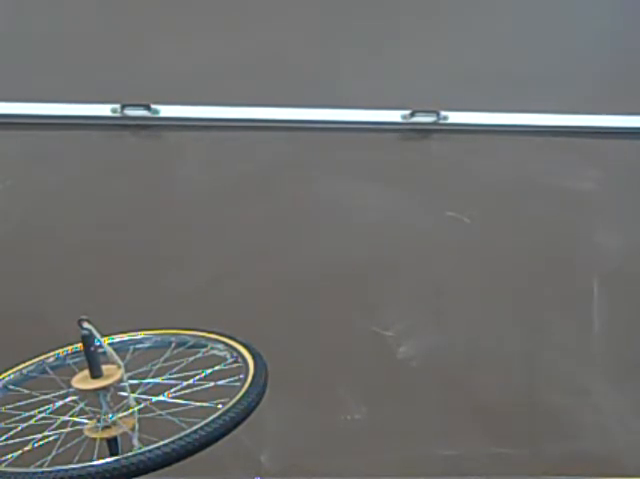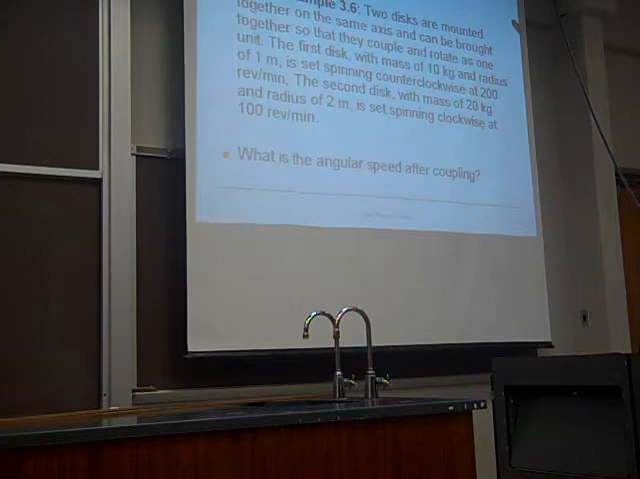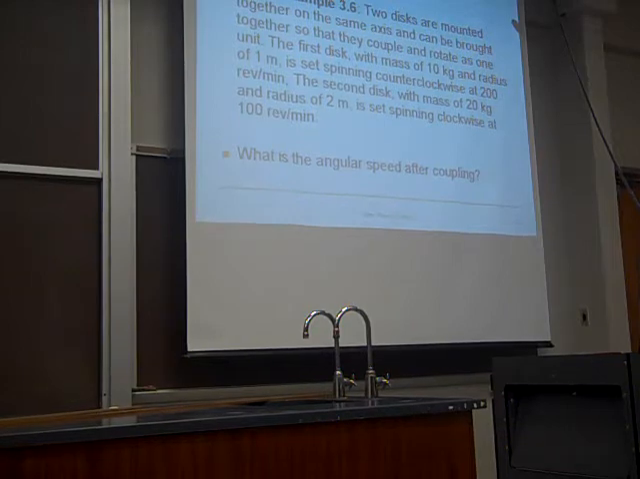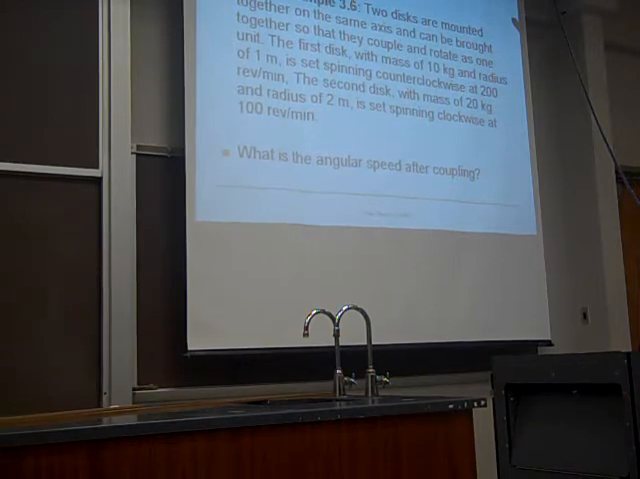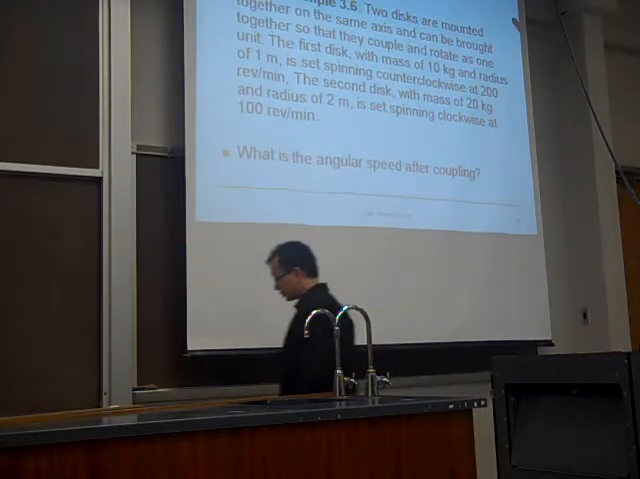Two disks are mounted together on the same axis and can be brought together so that they couple and rotate as one unit. The first disk has a 10 kilogram mass and 1 meter radius, spinning counterclockwise at 200 revolutions per minute. The second disk has a mass of 20 kilograms and a 2 meter radius, spinning clockwise at 100 revolutions per minute. We want to find the angular speed after coupling.